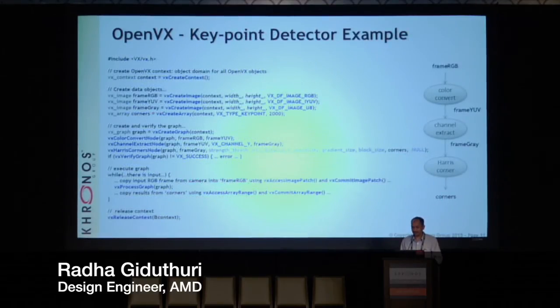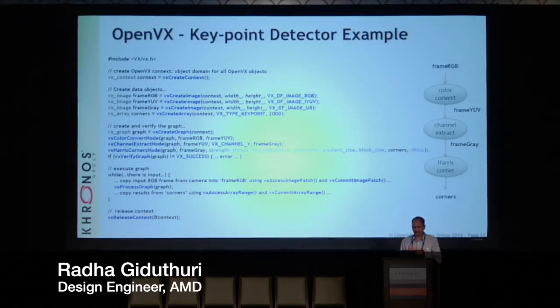Here is another example. Now, this corresponds to the diagram that I've shown before, the first page, where you have the RGB camera connected in, and it is trying to detect the key points inside that RGB image. And the point to note here is this is very similar to the previous example, except that let's look at the for loop, in the while loop in the execute graph.